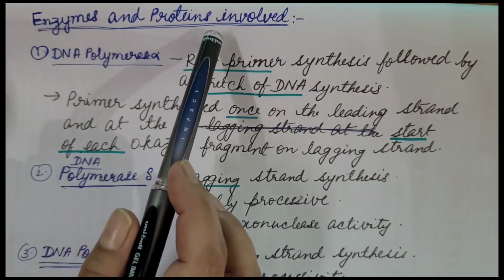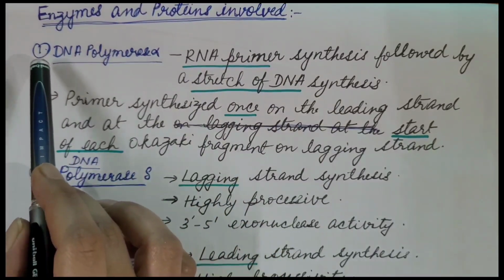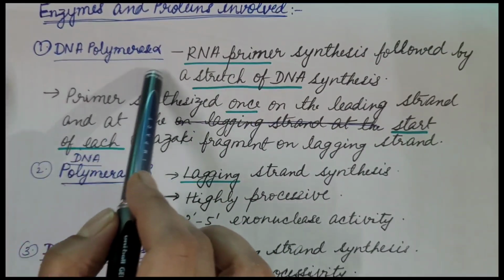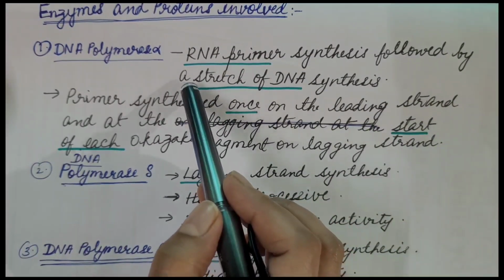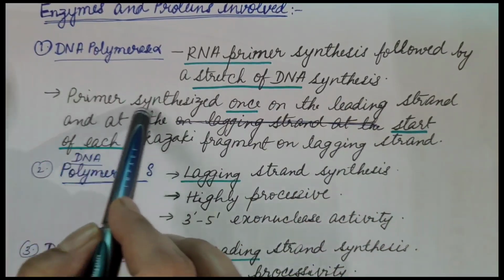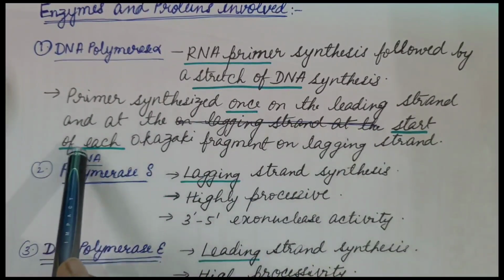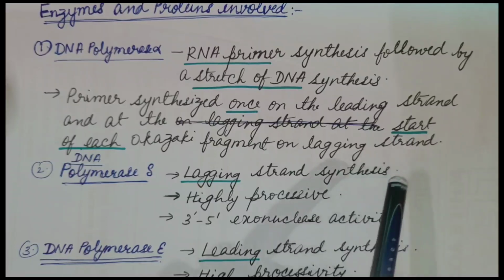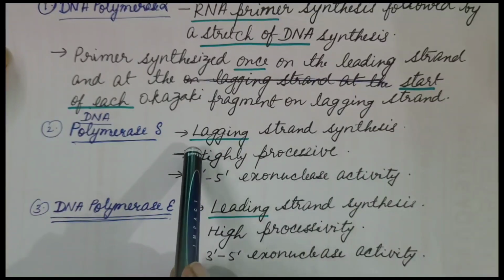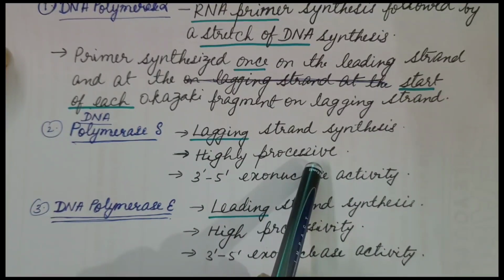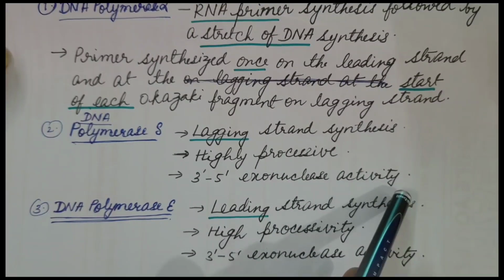Now let us discuss enzymes and proteins involved in elongation of eukaryotic DNA replication. First is DNA polymerase alpha. This DNA polymerase alpha synthesizes RNA primer, followed by the synthesis of a stretch of DNA. Primer is synthesized once on the leading strand and at the start of each Okazaki fragment on the lagging strand. DNA polymerase delta is responsible for the synthesis of the lagging strand. It is highly processive due to the sliding clamp PCNA. It has 3'-5' exonuclease activity, hence it shows proofreading activity.